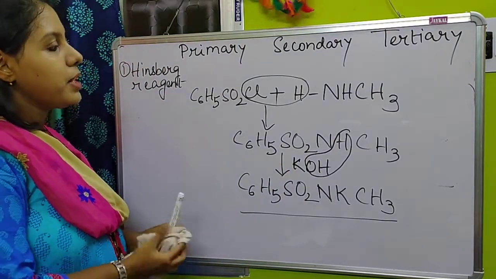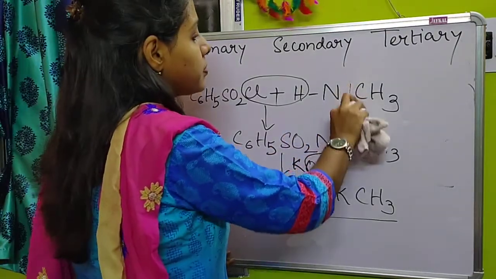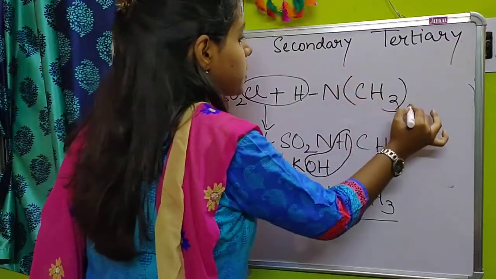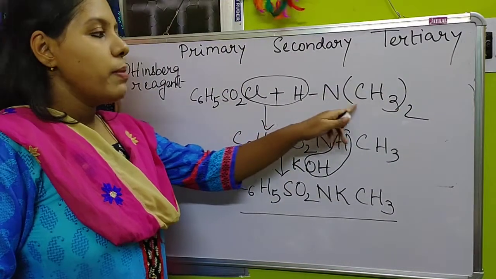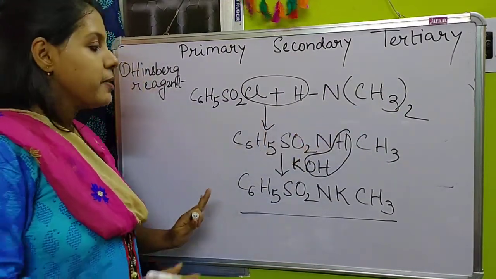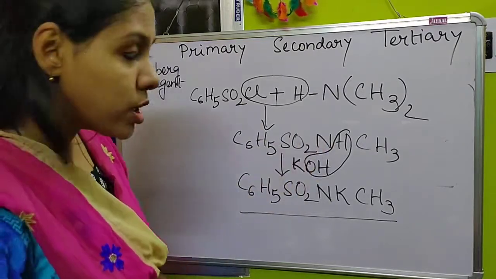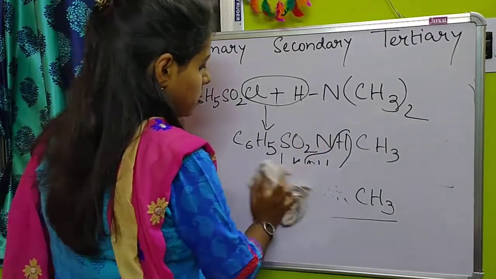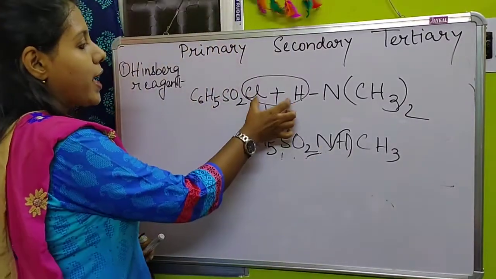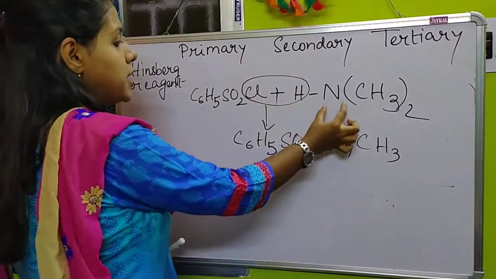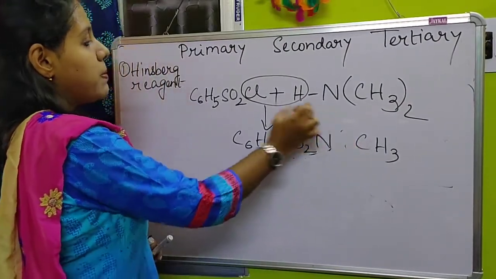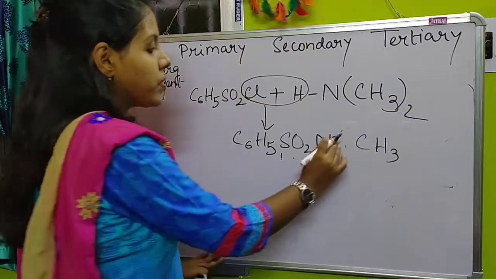Now the secondary amine. In case of secondary amine, there will be two ethyl groups, right? There will be two ethyl groups and only one hydrogen. So the first step will be the same here, because we are getting this compound, that is, one HCl will be released, and this nitrogen will be added directly with the SO2.